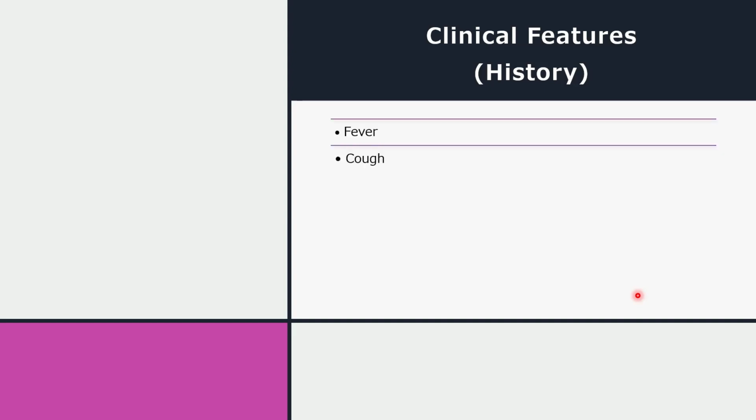So coming to clinical features on history, what symptoms would you expect in the history of patients having pneumonia? Like in the scenario which we discussed, there will be fever, there will be lower respiratory tract symptoms, which can be productive or dry cough, chest pain, and shortness of breath.